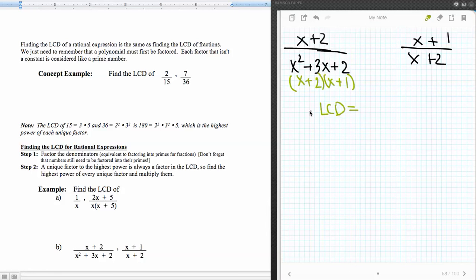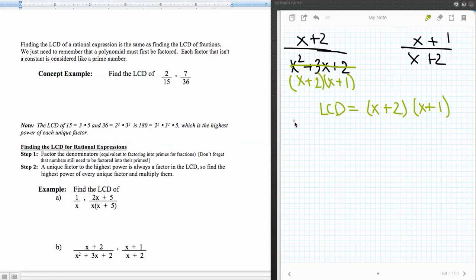Now once I have these factored, then I'm going to say, okay, my least common denominator then is the unique factors that I see. So I see x plus 2 and x plus 1 and x plus 2's. So x plus 2's are unique and x plus 1's are unique. And again, I have to be very careful not to make the same mistake that I could have made with numbers, right? Just because I see 2 of these x plus 2's does not mean that my LCD has an x plus 2 squared. It's the highest exponent.